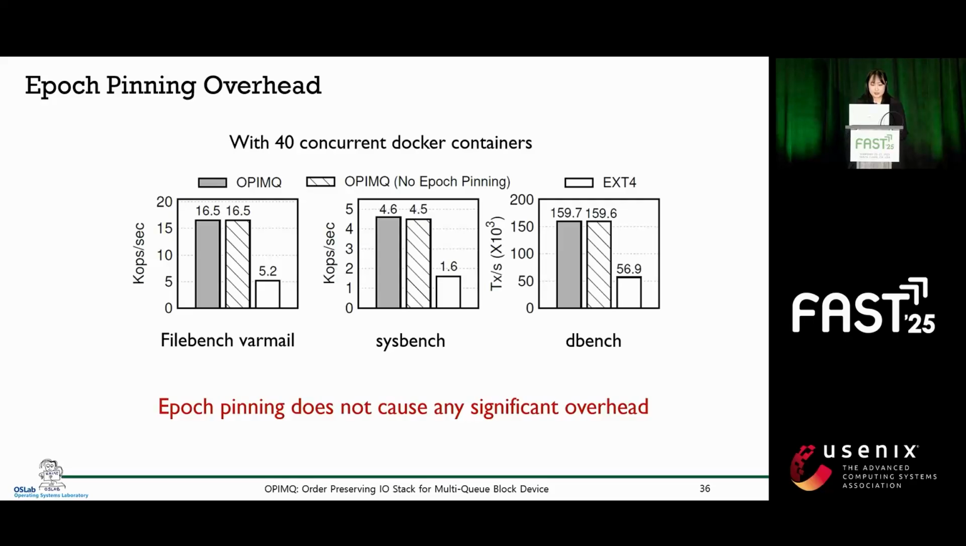We also measure the overhead of epoch pinning across benchmarks, running 40 concurrent Docker containers executing workloads simultaneously. The results show that epoch pinning has minimal impact on performance, demonstrating its efficiency in managing ordering without significant overhead.